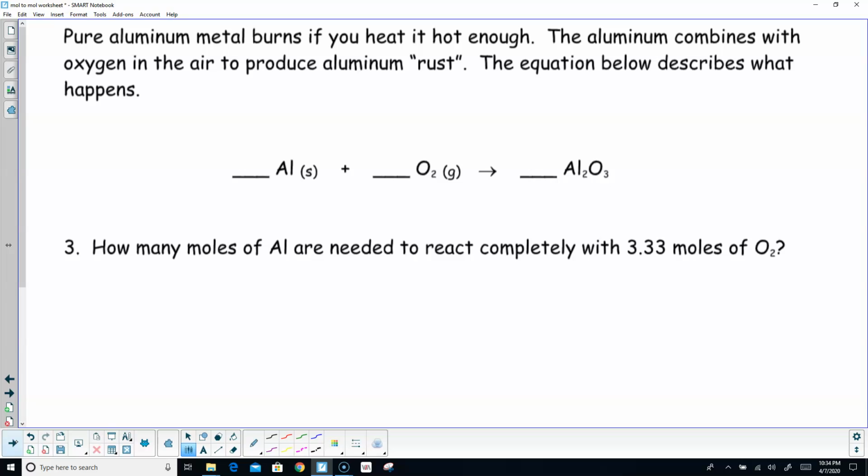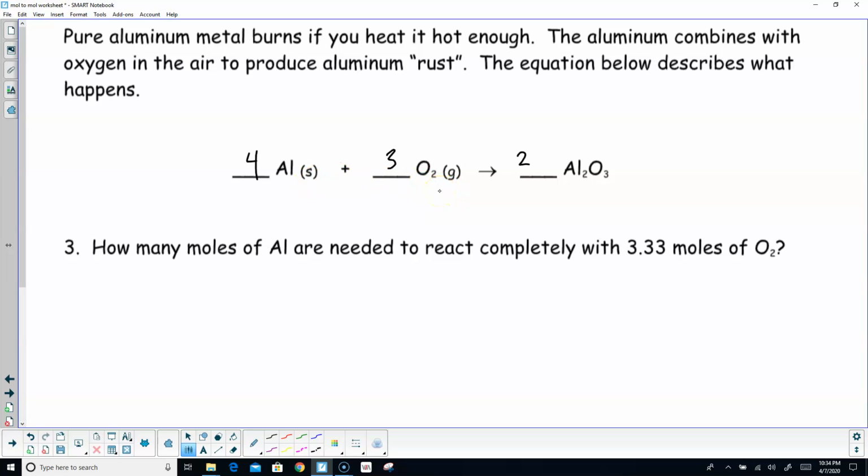Next one, we have a new formula, so we have to do some new balancing. Let's leave the aluminum alone because it's all by its lonesome. Oxygen, I have 2 and I have 3. Common factor is going to be 6. If I flop a 3 here and a 2 here, I have 6 oxygens on both sides. My aluminum over here becomes 4. I flop a 4 in front of there. Don't get all bent out of shape by the S and the G. Those are just states of matter.